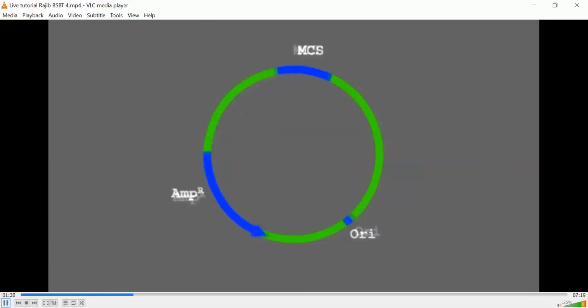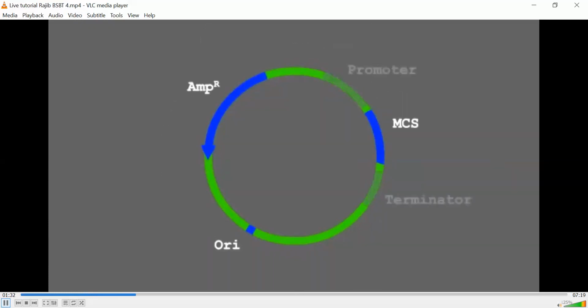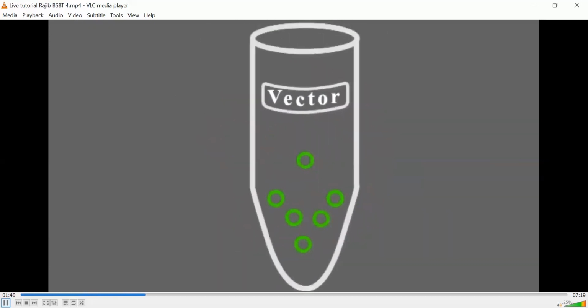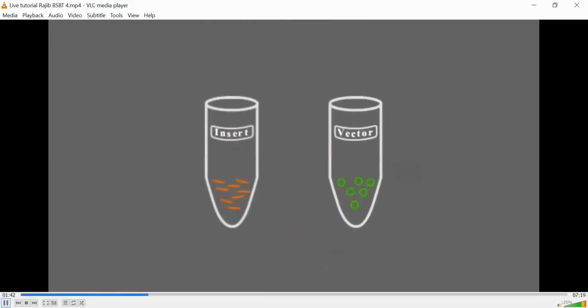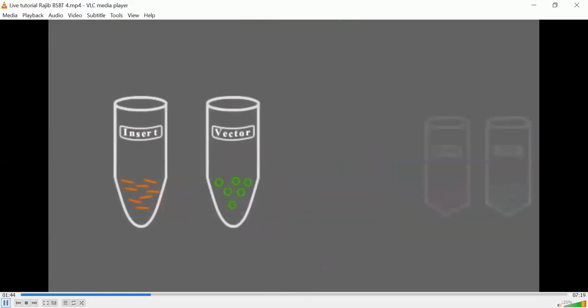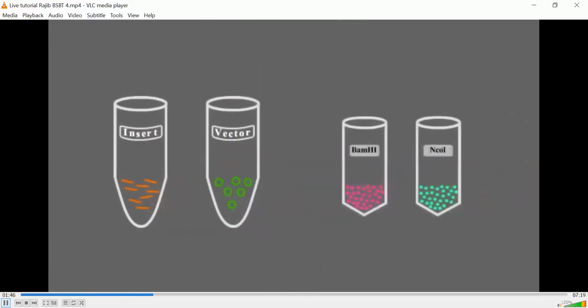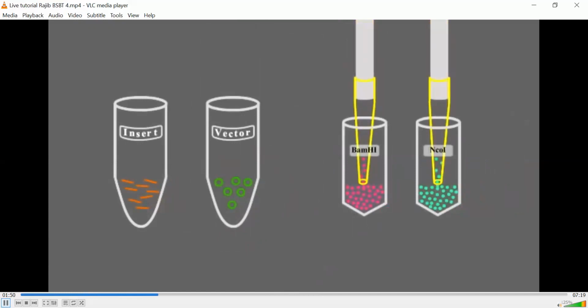In many vectors, the multiple cloning site is surrounded by sequences of promoter and terminator that guide expression of inserted genes after the vector is introduced inside a cell. To be used for molecular cloning, both vector and insert DNA are treated with restriction enzymes that cleave double-stranded DNA molecules, producing overhanging single-stranded nucleotide tails.